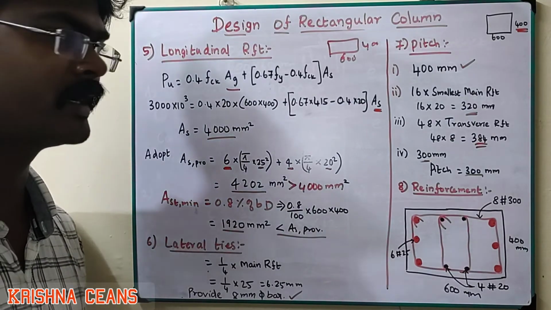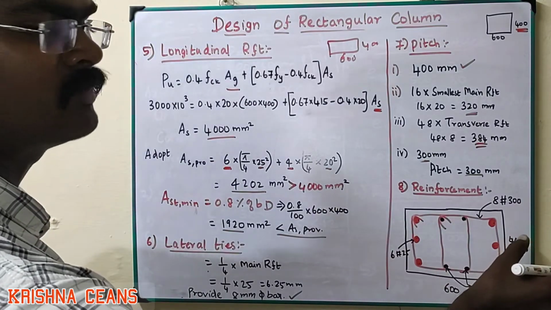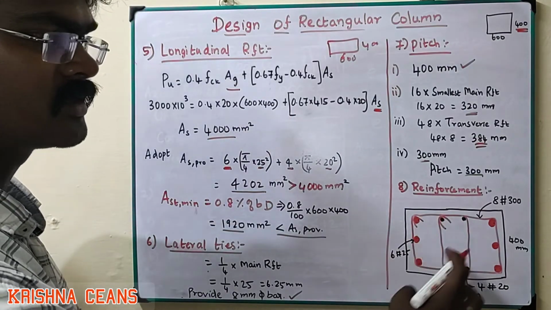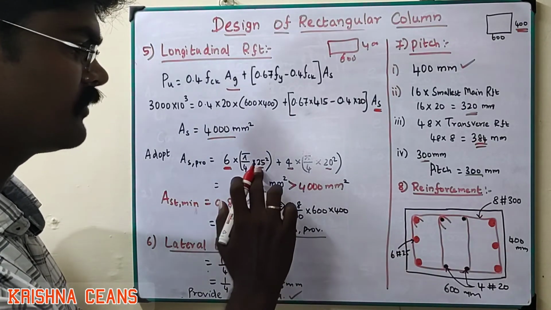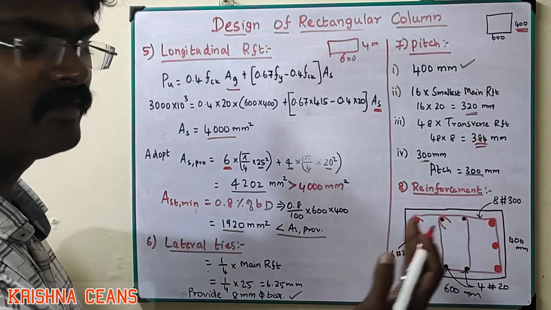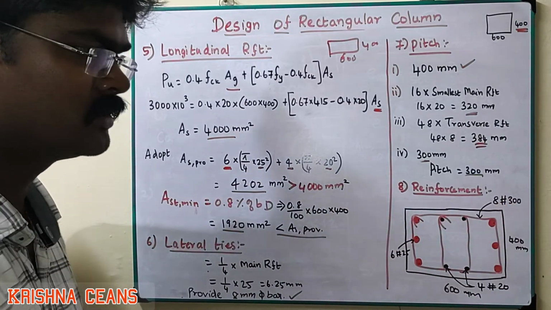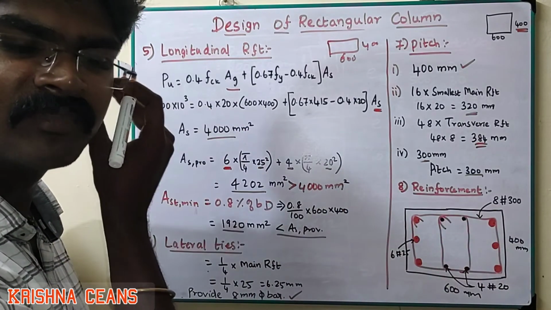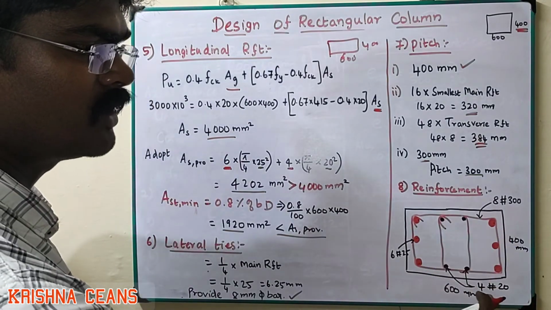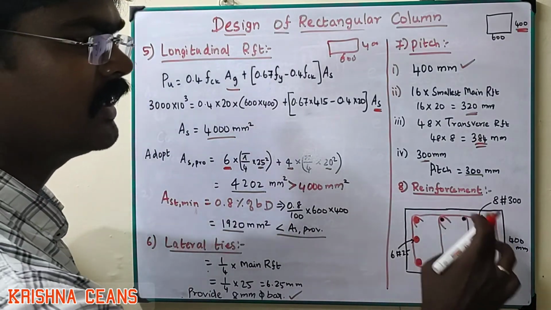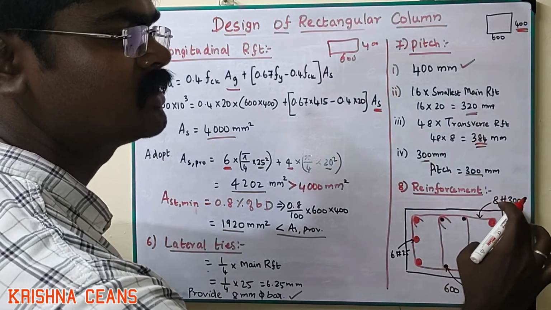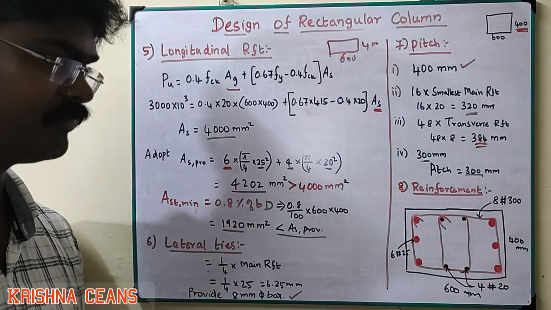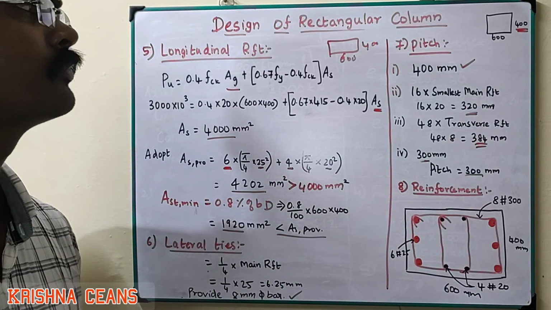Let's go for the reinforcement diagram. This is our 600 into 400 mm cross section. Along the corners and edges we provide 25 mm dia bars, 6 numbers: at one end 3 numbers, at the other end 3 numbers. Then in between, in the middle of the column, we provide 4 numbers of 20 mm dia bars. The lateral ties are 8 mm dia bars at 300 mm spacing. So this is the reinforcement diagram for the design of the rectangular column. Thank you.